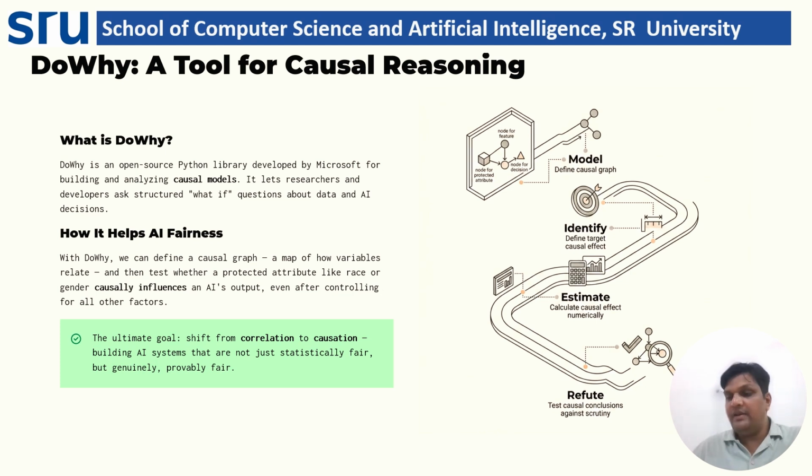So to analyze fairness, we use the tool DoWhy. What it does: it helps us build causal-effect models, ask what-if questions, and detect hidden bias. This moves us from correlation to causation. Final insights: the goal is not just to make AI accurate, but to make it safe, transparent, fair, and reliable, because AI decisions affect real lives.